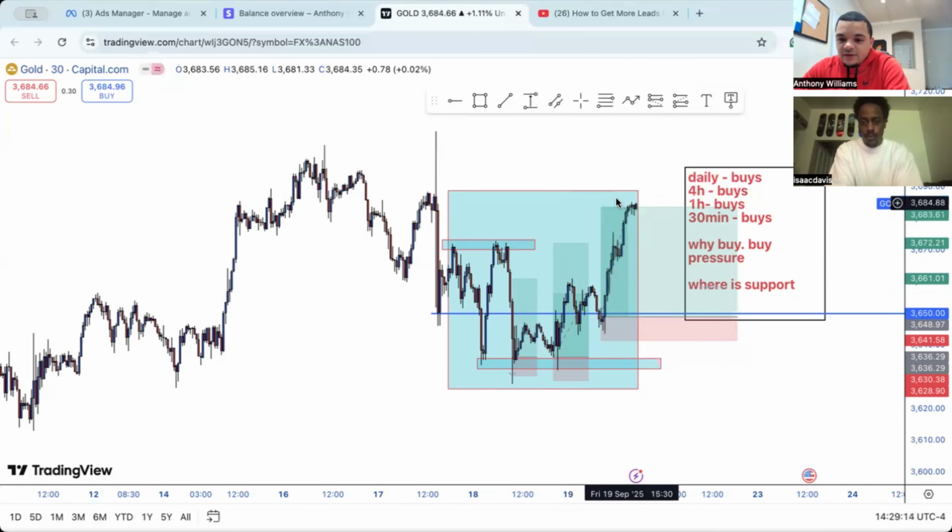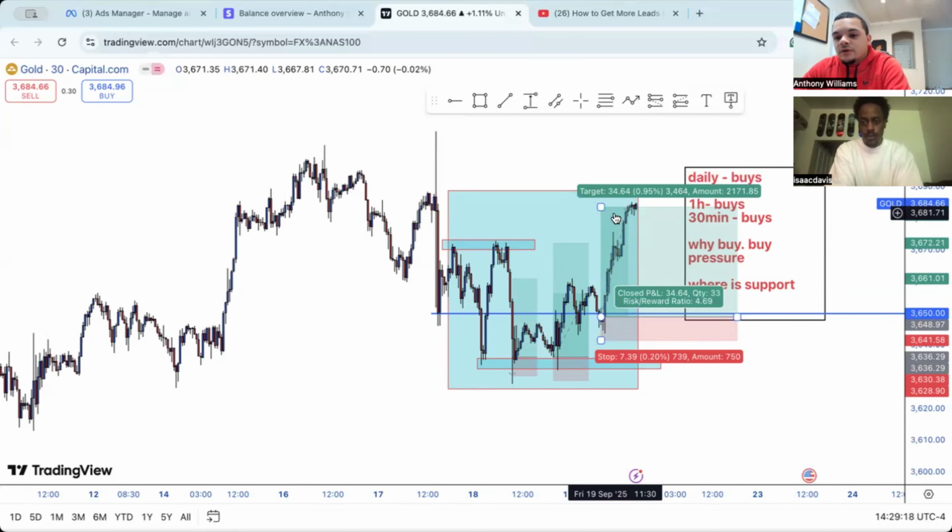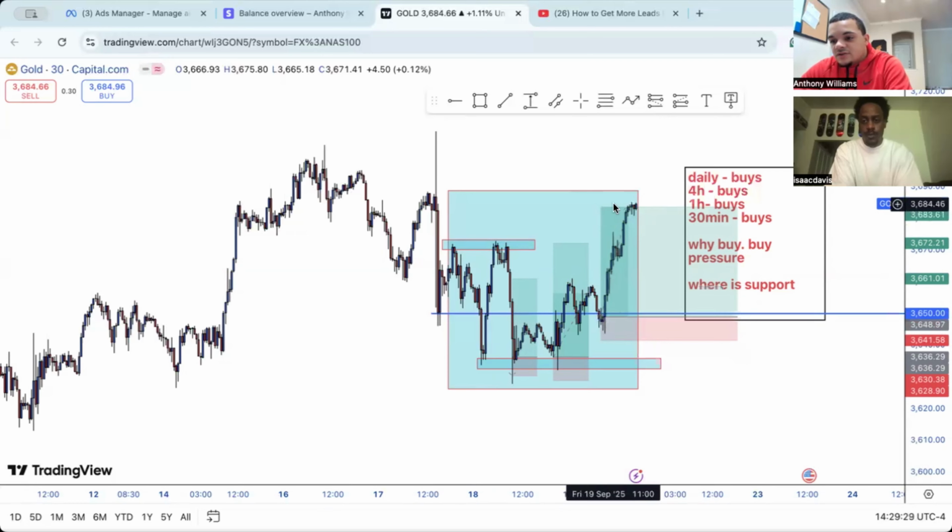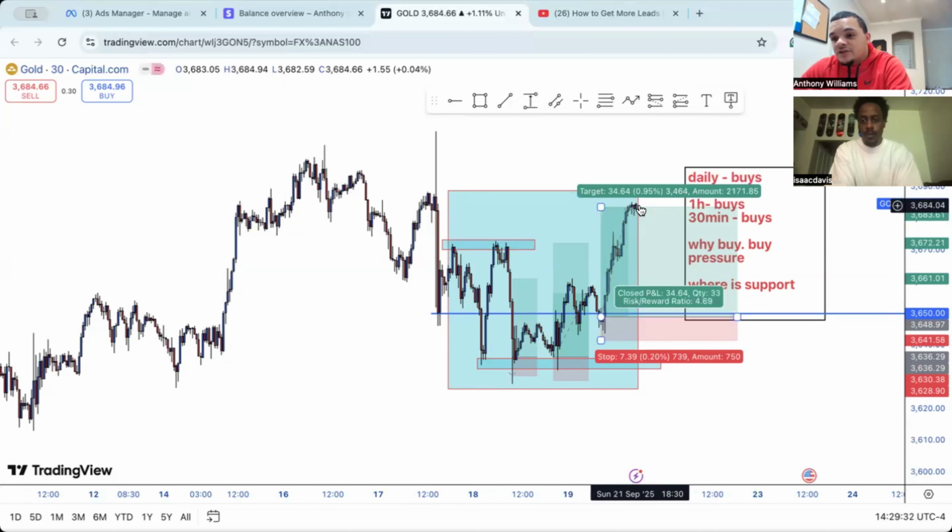That's how many points it's going up, so how much the price is going up. For gold, it's from 3,650 where you took your entry, and it's all the way up here at 3,685. Then you just do the math on that. You know what I mean? How much extra money you made, you just times it.